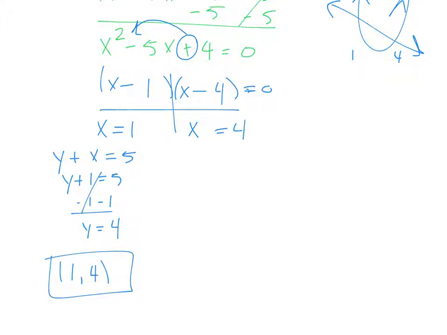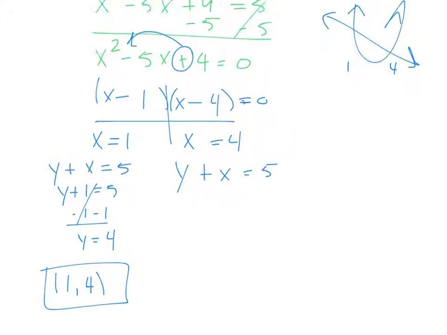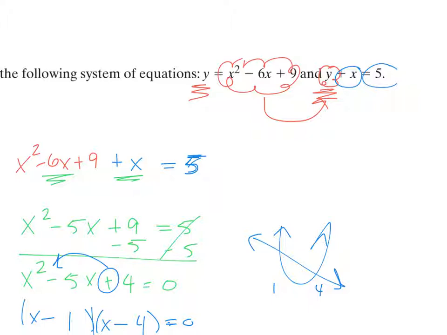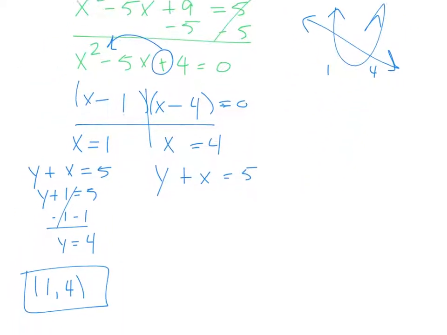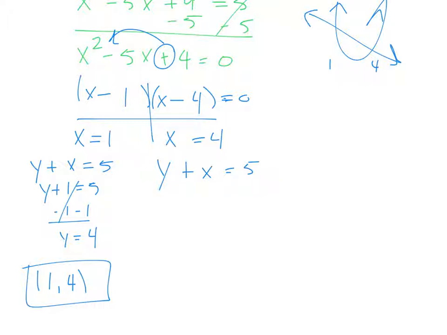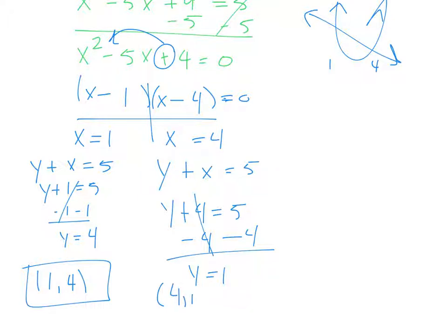To get my y value here, I'll do the same thing. So y plus x equals 5. Again, this is the linear equation they gave us. So if you look at the top, this is the linear equation right here. Okay. I'm going to plug in the 4. So y plus 4 equals 5. Subtract the 4. That'll get me y equals 1. So my other coordinate point where the parabola and line intersect is 4, 1.